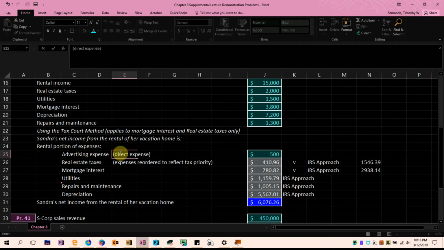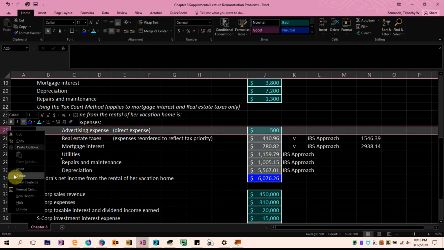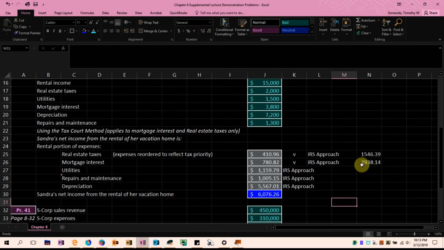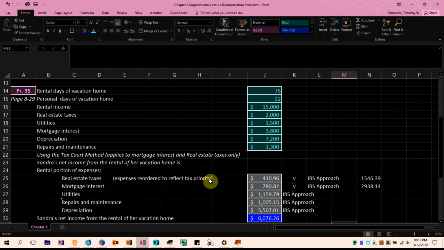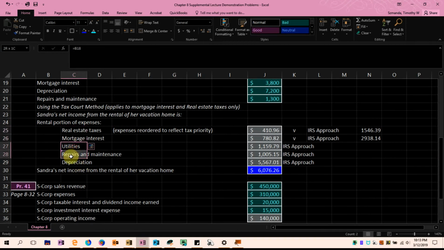Again, this was just for comparative purposes. This is not part of the problem, but I just wanted to mention it because if it's a direct expense, there's no allocation needed, whether IRS approach or the tax court approach. Okay, so this is the solution then to problem number 35, using the tax court approach for real estate and mortgage interest, and then using the IRS approach for the rest.